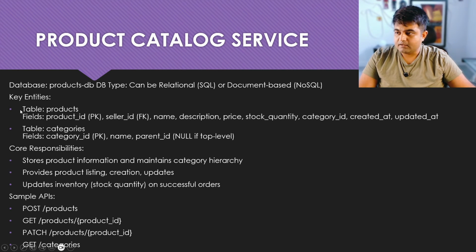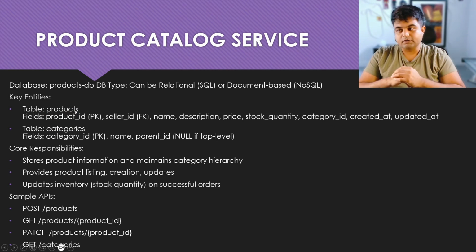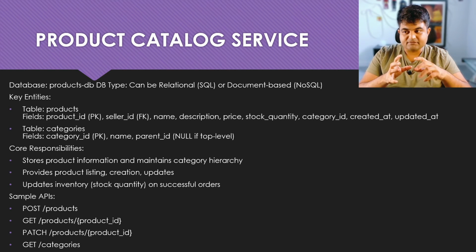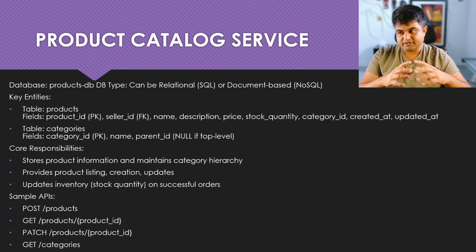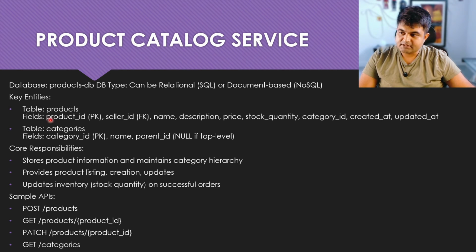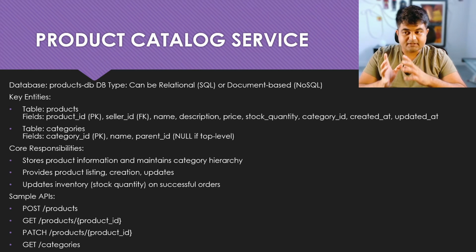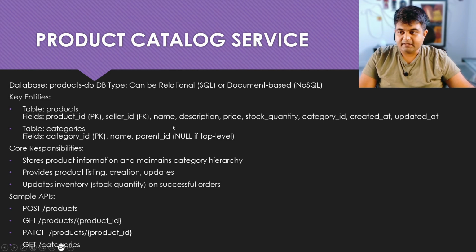Overall, when we talk about key entities, we are going to be dealing with two main tables. First one is products, the list of all the products that we have, and then categories, because we need to define based on categories as well. And there are going to be some interconnections between those two tables. For the products table, we will have our main primary key as product ID, and then we will have seller ID as the foreign key because it associates with our user DB. And then we are going to have name, description, price, product quantity, category ID, and when it was created and updated and things like that.